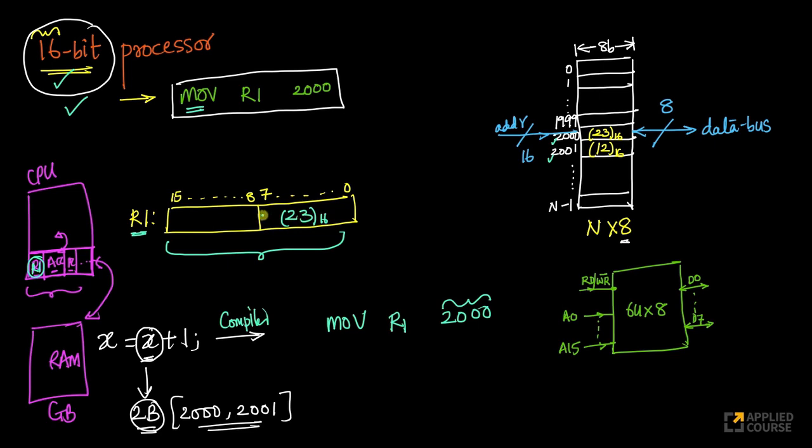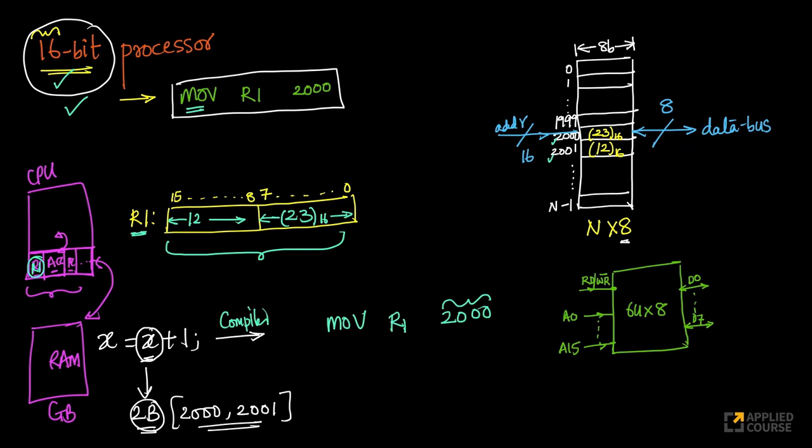So 2 digits in hexadecimal become 8 bits, right? So this 23 is stored in these 8 bits. Whatever is there in address 2000, or the lower address, is stored in the lower bits. The higher numbered byte, this 12, gets stored here. Okay, so this is one possibility. This possibility is called the little Endian system.